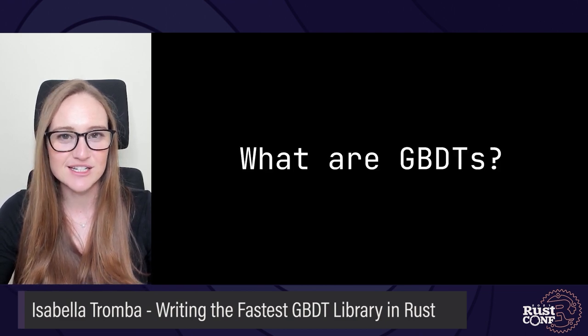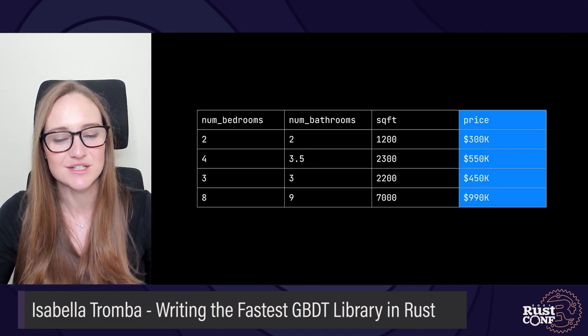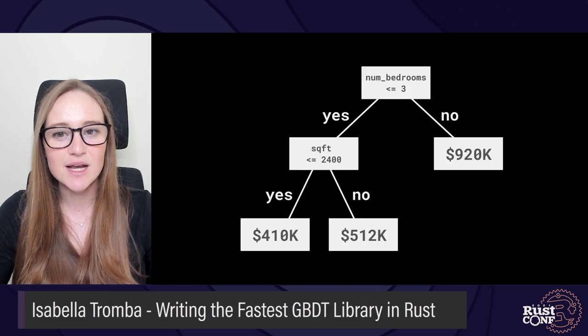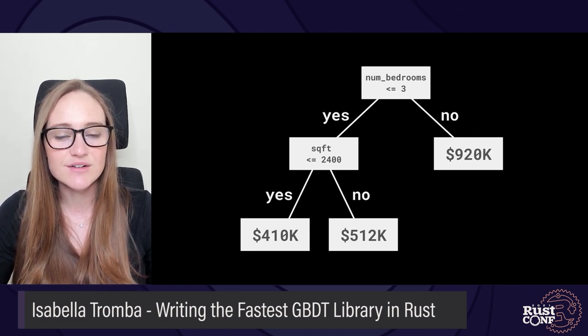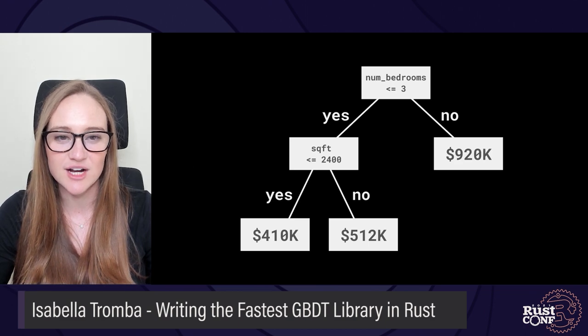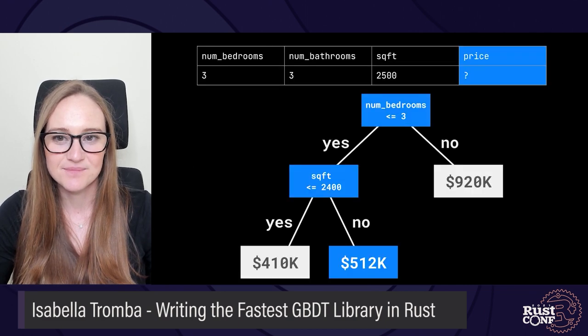So what are gradient-boosted decision trees? Let's say you want to predict the price of a house based on features like the number of bedrooms, bathrooms, and square footage. To make a prediction with a decision tree, you start at the top, and in each branch, you ask how one of the features compares with a threshold. If the value is less than or equal to the threshold, you go to the left child. If the value is greater, you go to the right child. When you reach a leaf, you have the prediction.